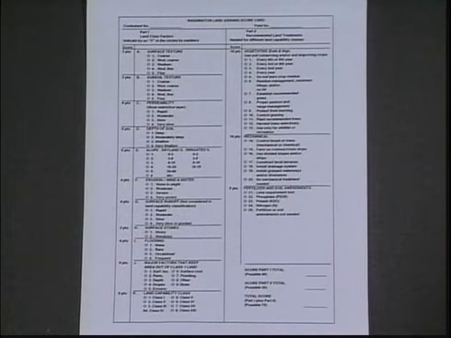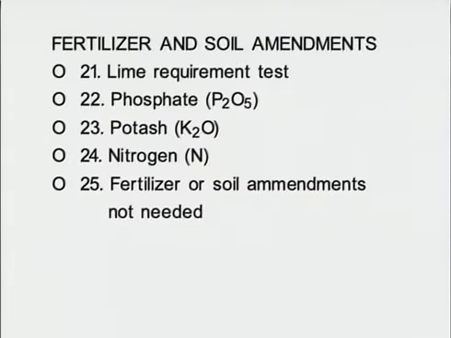The last item that we're asked to evaluate on the management side, part 2 of the card, is the fertilizer and soil amendments recommendation. This is pretty much a check-off, and to know what the parameters are for lime requirement, phosphate, potash, nitrogen, etc., we can simply look under the fertilizer and soil amendment section of our land evaluation manual on pages 24 and 25.